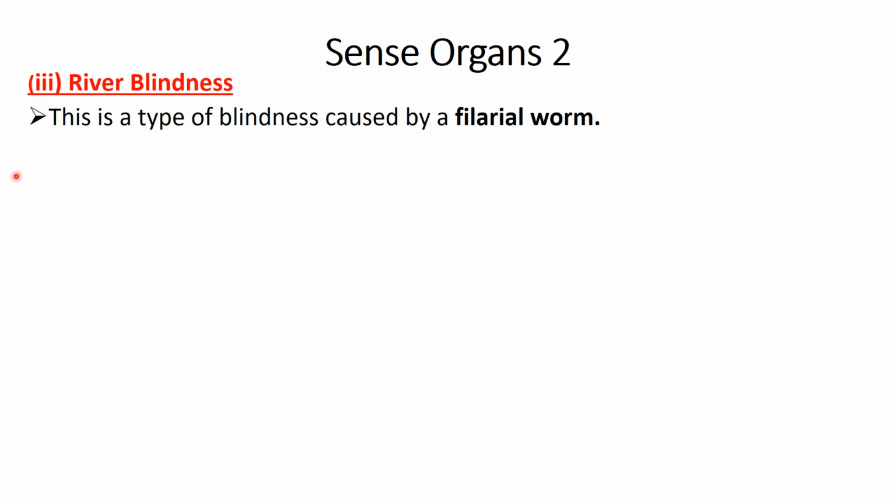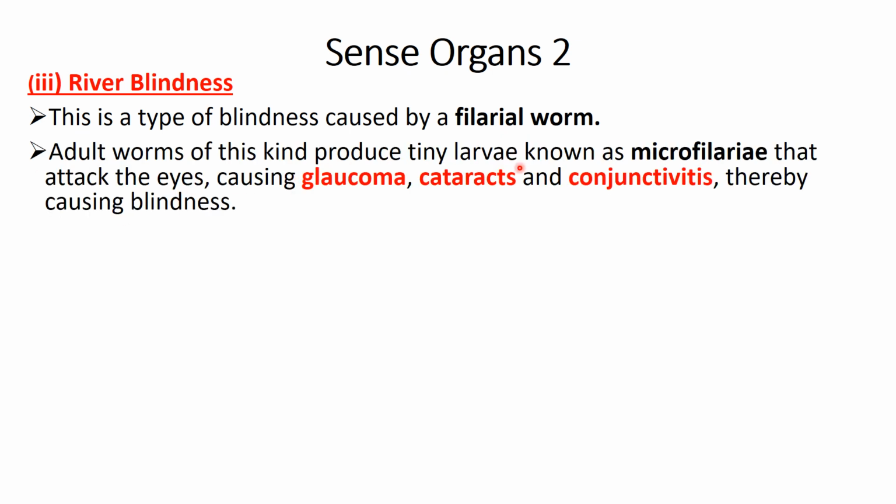Last, we look at river blindness. River blindness is called river blindness because it is caused by a worm that is found in rivers. It's a type of blindness caused by a worm called filaria worm. Adult filaria worms produce tiny larvae called microfilariae. These microfilariae attack the eyes. When they attack the eyes, they can cause various conditions such as glaucoma, cataracts, and conjunctivitis. The end result is blindness.